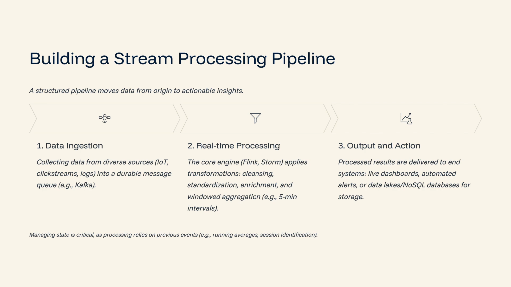The next process is real time processing. The core engine, like Flink or Storm, applies transformations like cleansing, standardization, enrichment, and windowed aggregation. And the last and final step is output and action. The processed results are delivered to an end system: live dashboards, automated alerts, or data lakes, or NoSQL databases for storage. Managing state is critical as processing relies on previous events. Example, running averages, session identification.